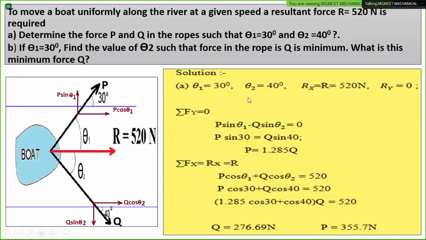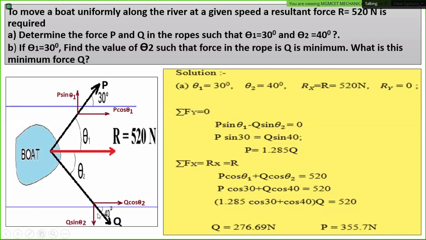Then I know the equation. Ry is equal to 0. Ry is nothing but summation of f of y. Summation of f of y is equal to 0. Then already I have resolved the forces P and Q. So y components I have to add here. So summation of fy equation will be P sin theta 1 minus Q sin theta 2.